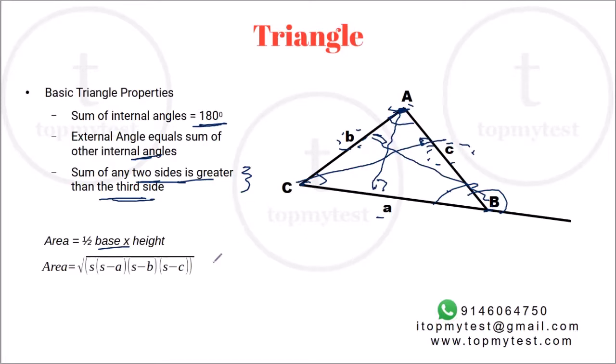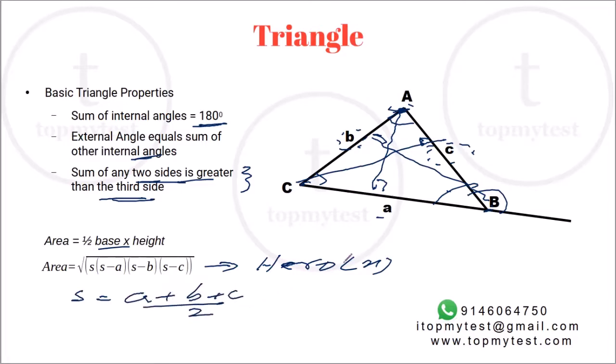The other formula is called the Hero's formula or the Heron's formula. So this says, if you know the three sides of a triangle, then you can find the area of a triangle. Now, using this formula, S is the semi-perimeter, A plus B plus C divided by 2.